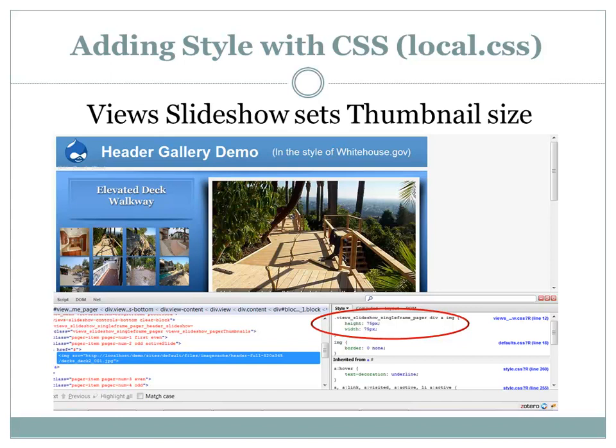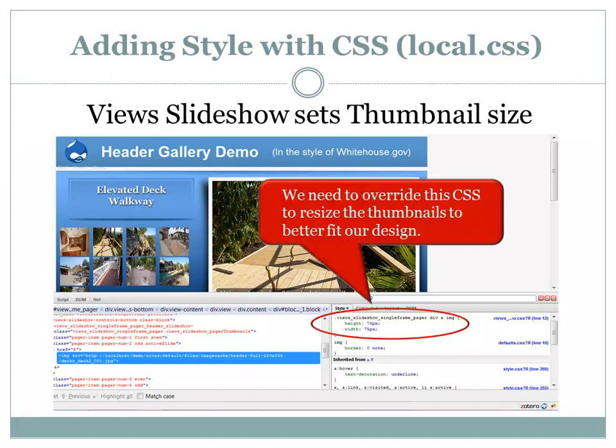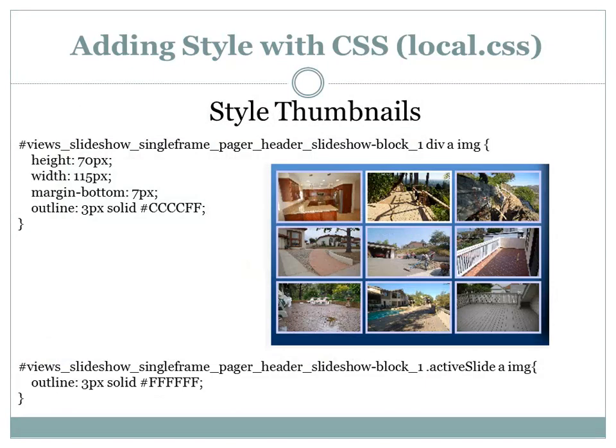So this is how I found the name of the class that's controlling the 75 by 75 pixel thumbnail size. All I do is copy and paste that, put it in my CSS file, and change it. I changed it to 70 by 115. I also added some margin so that they were separated and they filled up the 3x3 matrix area.